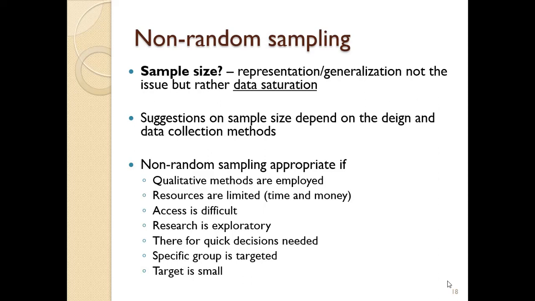So suggestions on sample size, of course, depend on the design and data collection methods and so on. It's not appropriate for every situation, but we can say that non-random sampling can be appropriate when resources are limited in terms of time and money. So you just meet people and ask key informants and so on and get the general information. Or when access is difficult, take an example in humanitarian situations, let's say in conflict areas where humanitarian action is happening, you may not access some respondents. Or if quick decisions are needed. If a specific group is targeted, or if the target is very small, in that case you can use your qualitative methods.